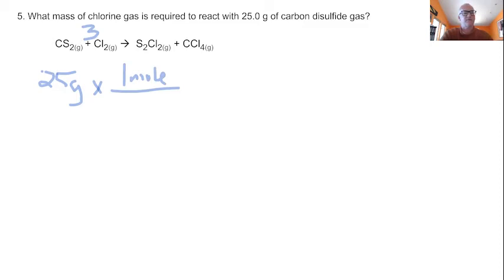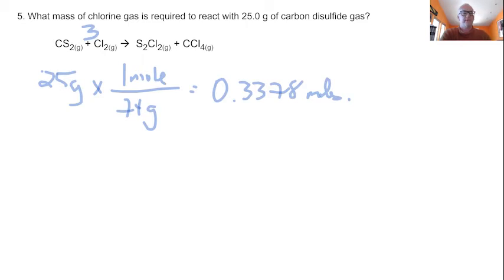Carbon's got a mass of 12. Sulfur's got a mass of 32, actually 32.06. So that is 64 and 12, so it's around 74 grams. So that gives you the number of moles. So 25 divided by 74. So I've got 0.3378 moles.